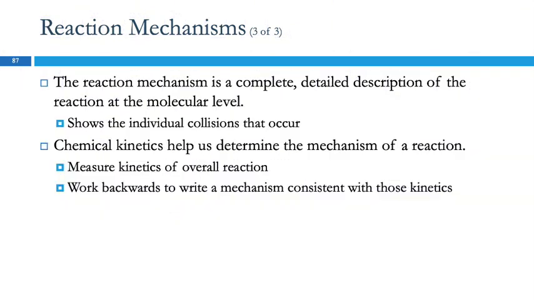So the reaction mechanism is a detailed description of the reaction at the molecular level. It's showing what individual collisions occur. Chemical kinetics help us determine the mechanism of the reaction. We can measure the kinetics of the overall reaction, and we can work backwards from that to write a mechanism that's consistent with those kinetics. That's really a starting point, though, because just because we can write a mechanism does not mean that that's the correct mechanism, but it's a place to start.